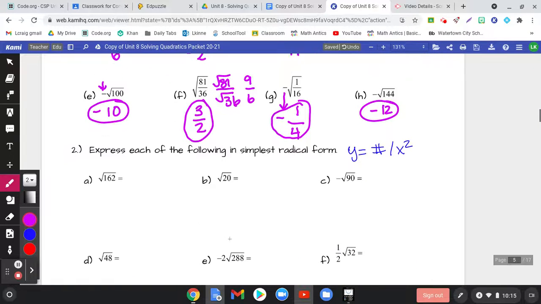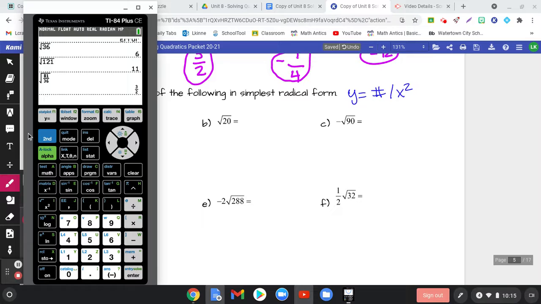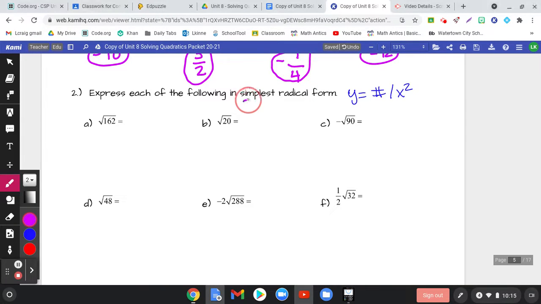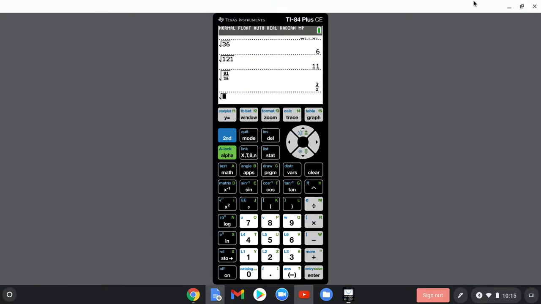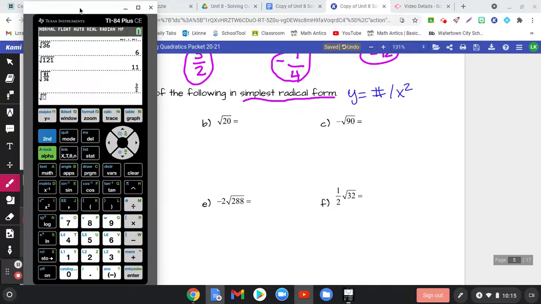All right, with these, if you try to put it into your calculator, it's not going to help you. It does not. I want you to put it into simplest radical form, which means no decimals. All right, so second square root of 162.